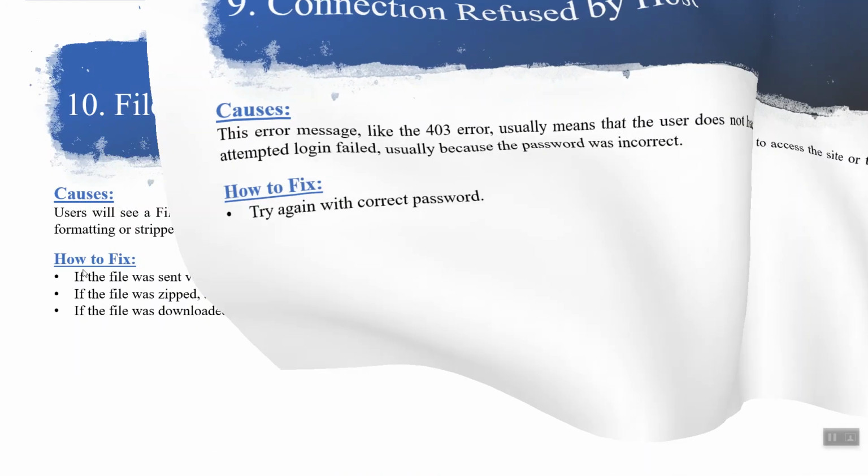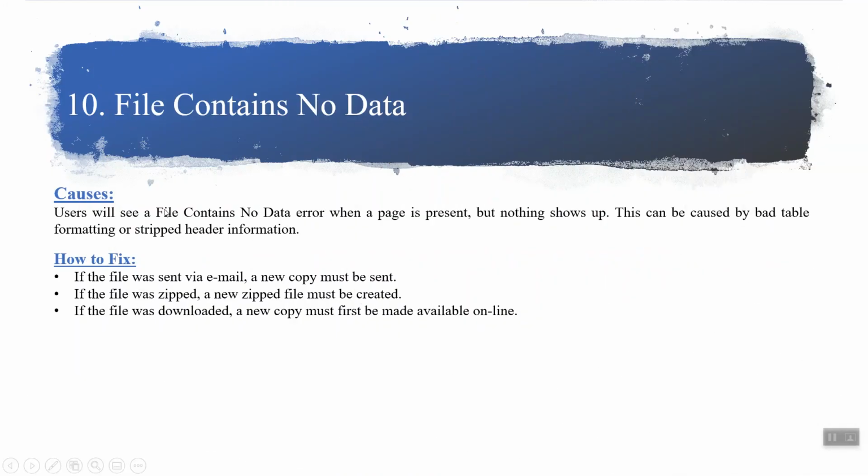So next is file contains no data. The cause of this error is that you have a file which contains no data, and the page is persistent but nothing shows up. This can be caused by bad table formatting or stripped header information. So how to fix it? If the file was sent via email, a new copy must be sent. Also, if the file was zipped, a new zip file must be created. And if the file was downloaded, a new copy must first be made available online. So these are the things you can do for this error.